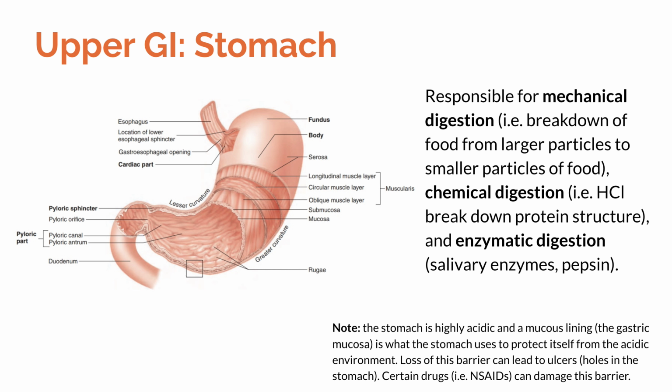You want to note that the stomach is a highly acidic structure, and so it has this mucus lining that essentially provides protection from that acidity. And it's a very important barrier. When we take away this barrier, it can lead to ulcers in the stomach, which are essentially holes in the stomach. Certain drugs like NSAIDs can cause damage to this barrier.